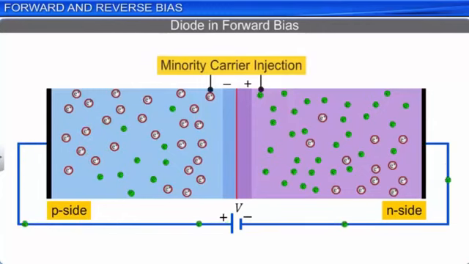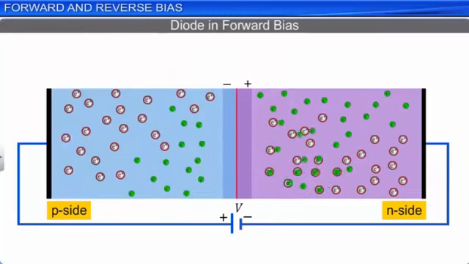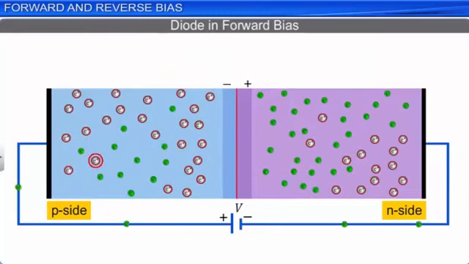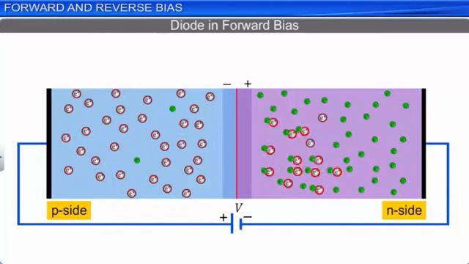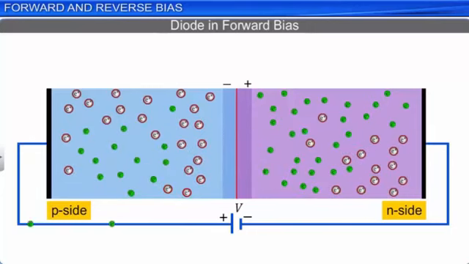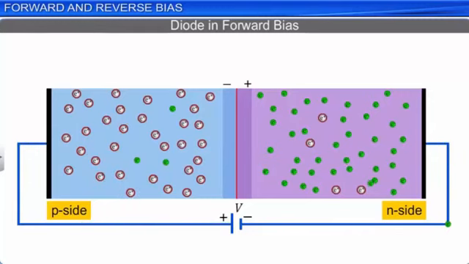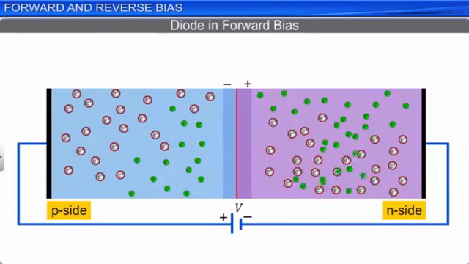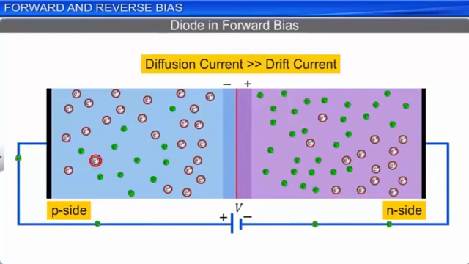As a result of the minority carrier injection in a forward biased diode, the diffusion current increases much above its equilibrium value. But the drift current remains almost unaffected since the rate of formation of electron-hole pairs is almost constant and is independent of the electric field applied by the battery. Thus, the diffusion current exceeds the drift current, and a net current flows from the p side to the n side in a forward-biased diode.